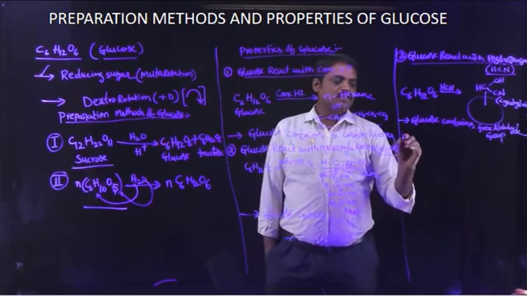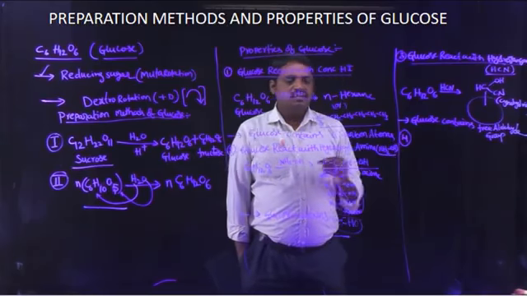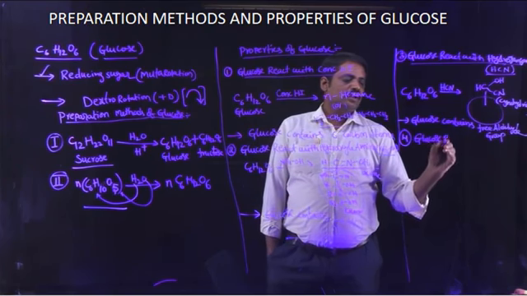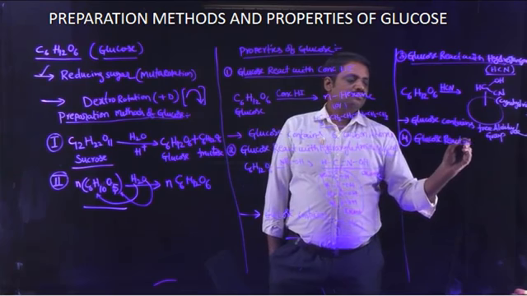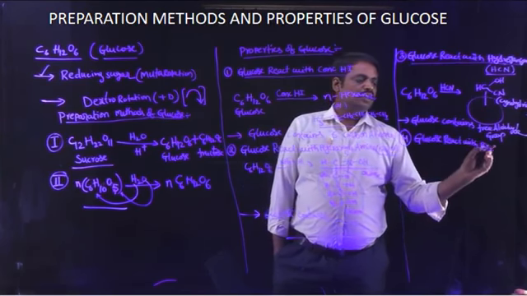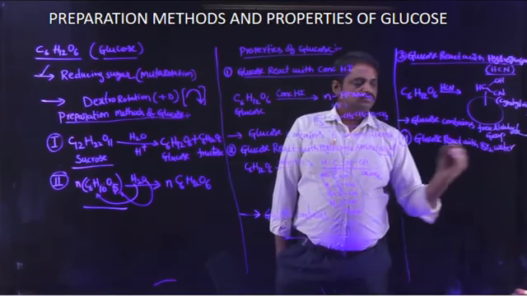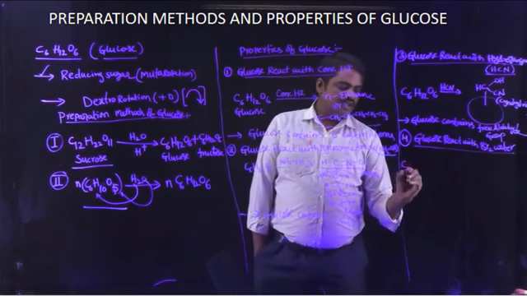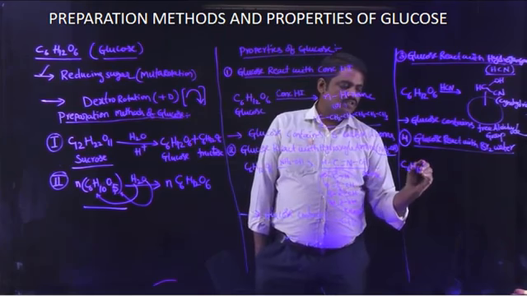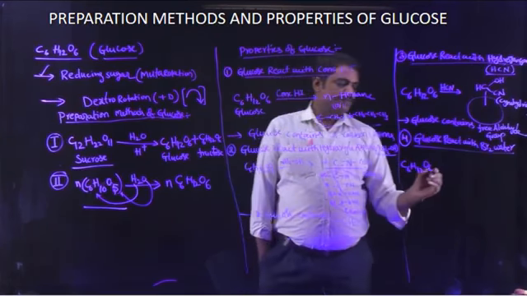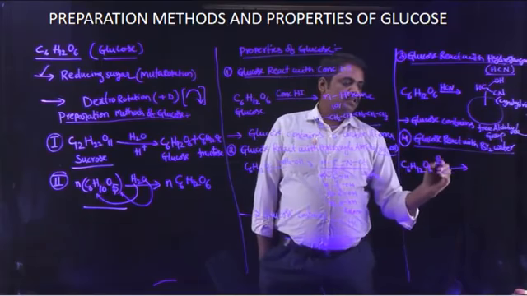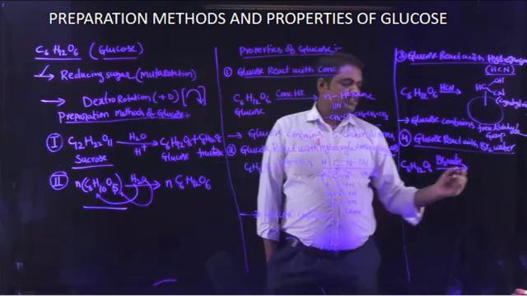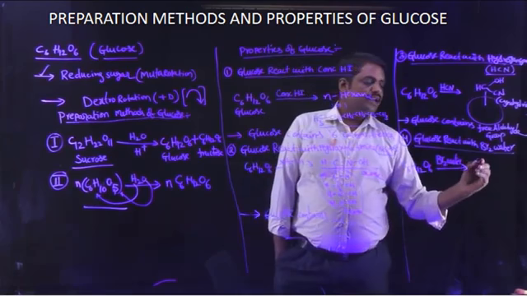And the fourth one, glucose reacts with bromine water. So this is the chemical formula of glucose, C6H12O6. Glucose reacts with bromine water. It is converted to gluconic acid.